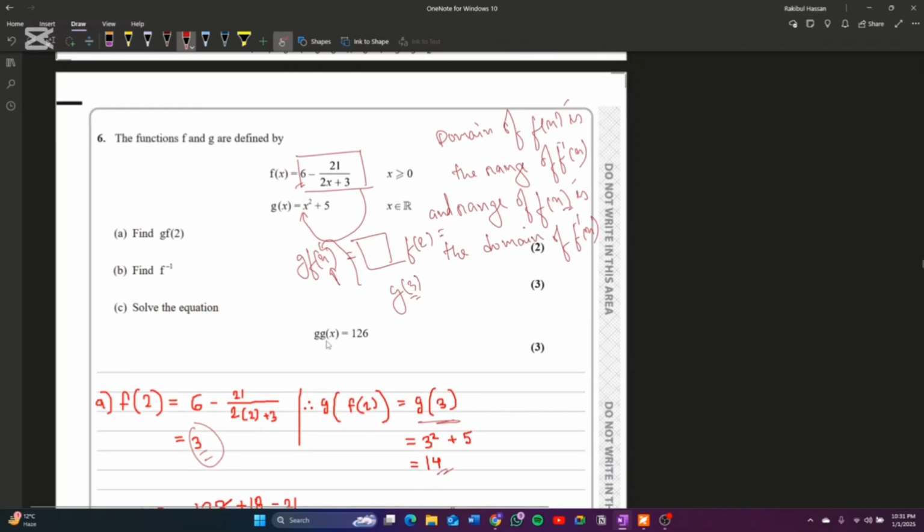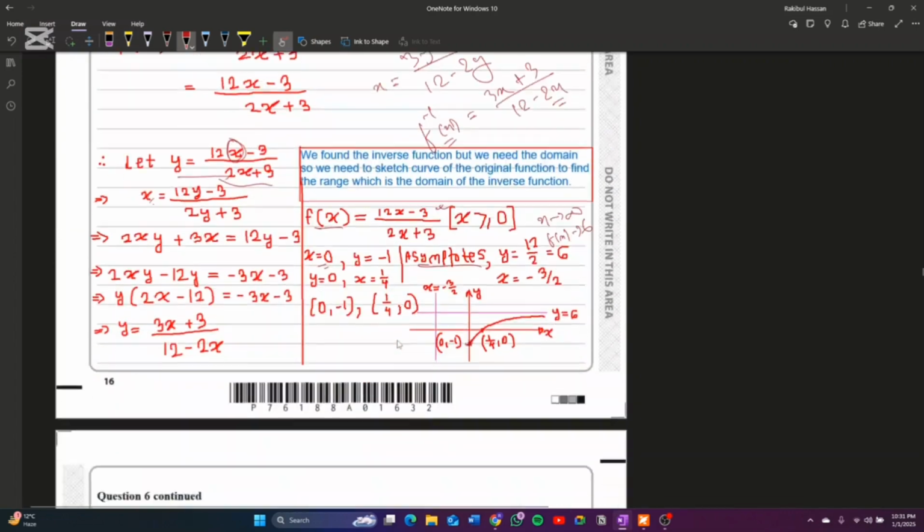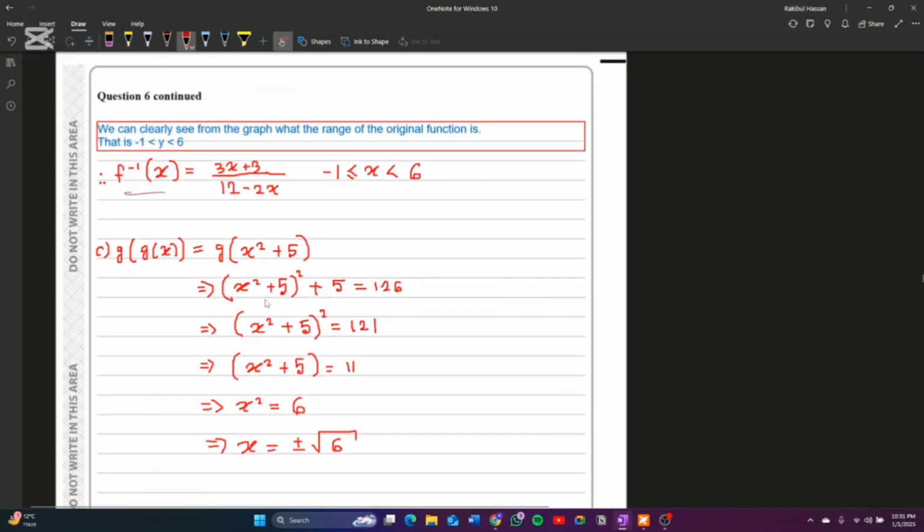C says, solve the equation g of x equal to 126. G of x means we have to put this entire value of g of x into this x. So that is what we do. We put this entire value, x squared plus 5, into this x, and we say x squared plus 5, then whole square of that plus 5 is 126. Simplifying gives us that x is plus minus root over 6.